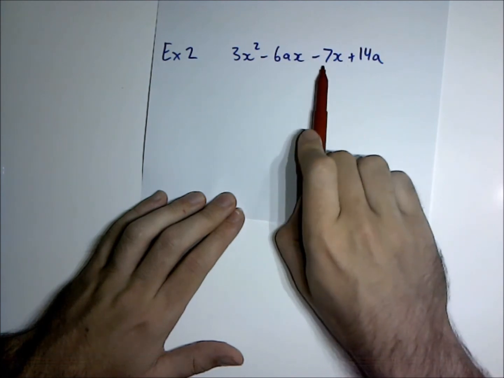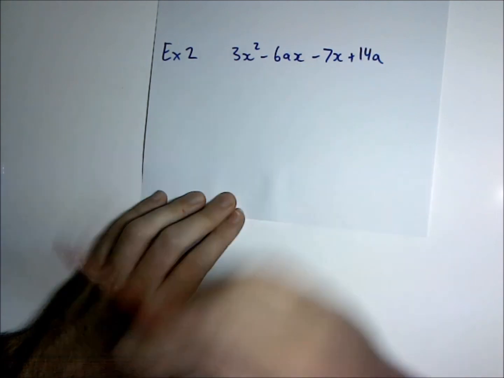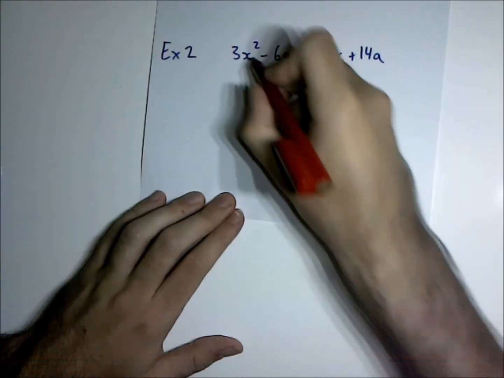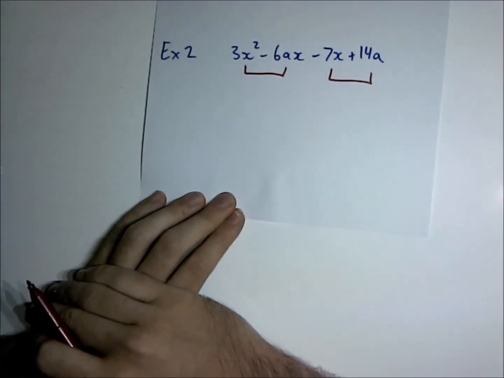This one over here, you've got 7 and 14, so both of these can be divided by 7, so you can factorize it out by that. So that's how I'm going to do it. I'm going to factorize these, and I'm going to factorize these.